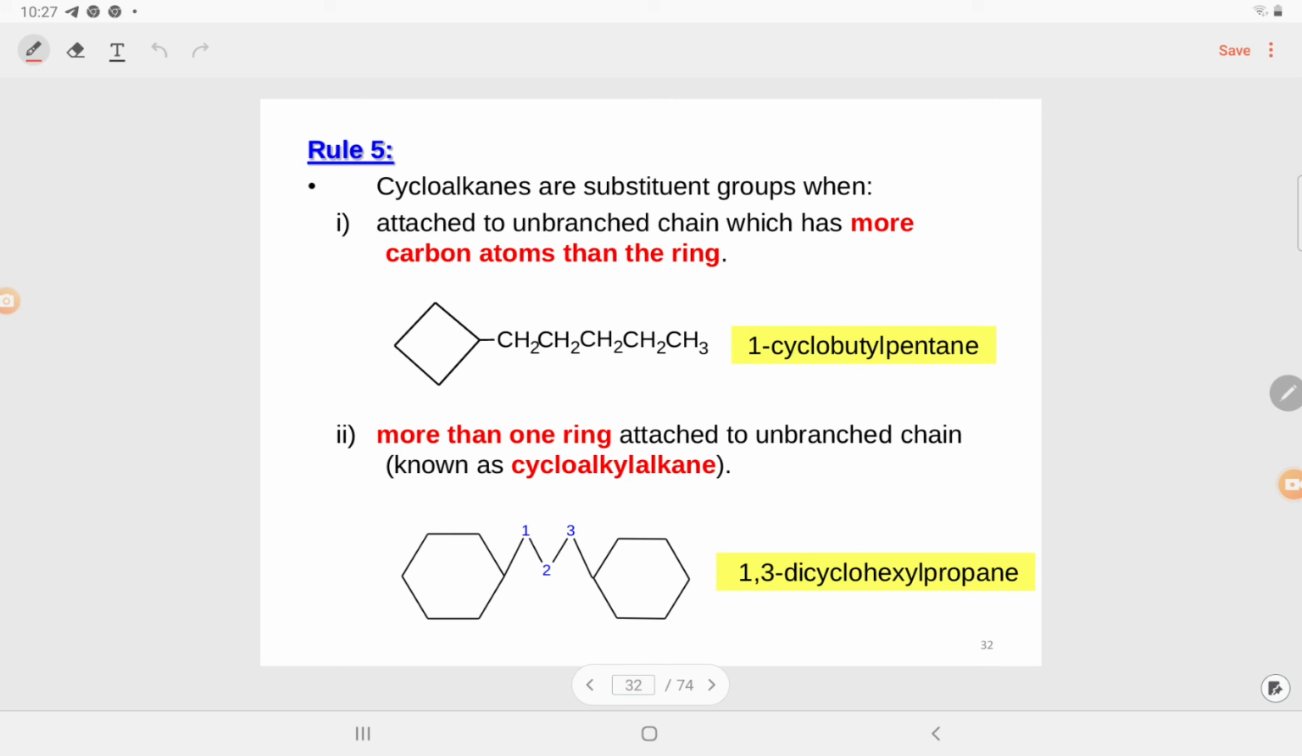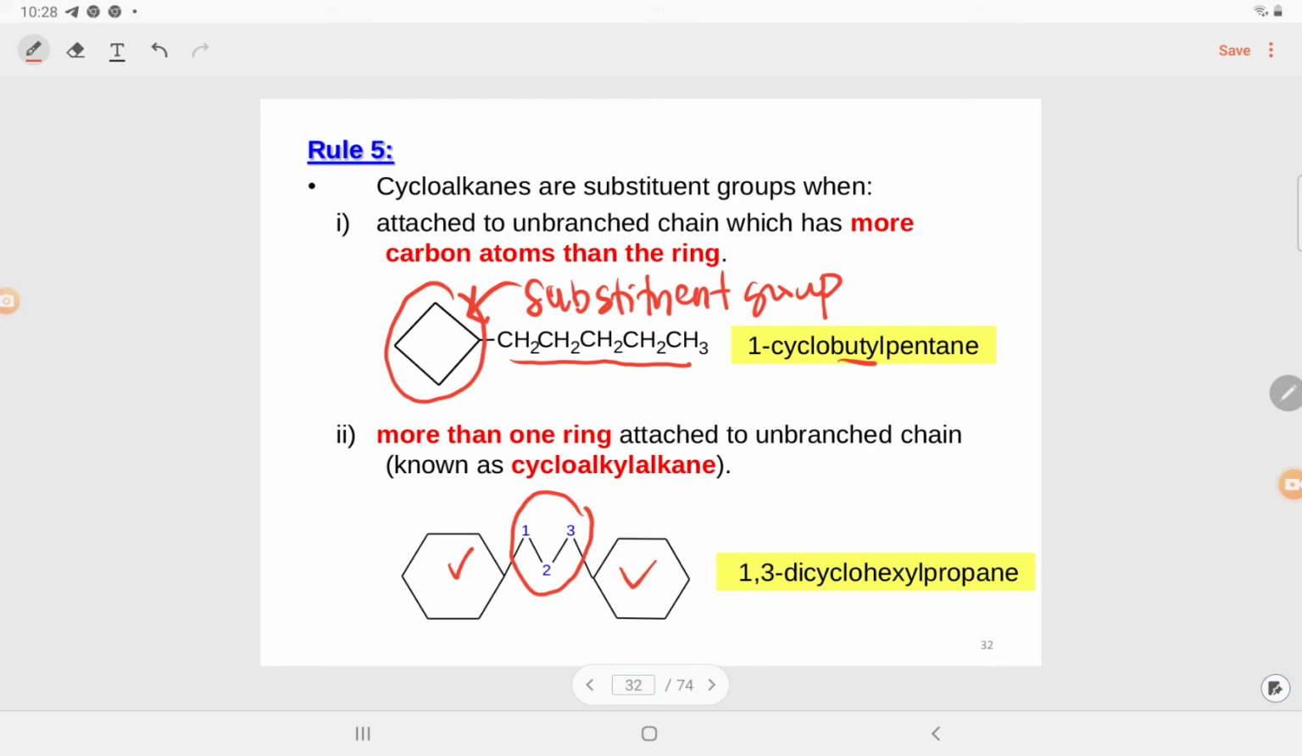Okay. If we have the cycloalkane directly attached to the longest carbon chain, and this longest chain consists of a greater number of carbon atoms, your cycloalkane will become a substituent group. So this becomes the name cyclobutylpentane. But what happens if we have more than one cycloalkane? This also becomes a substituent where the longest carbon chain is less than them. So the name here is dicyclohexylpropane.